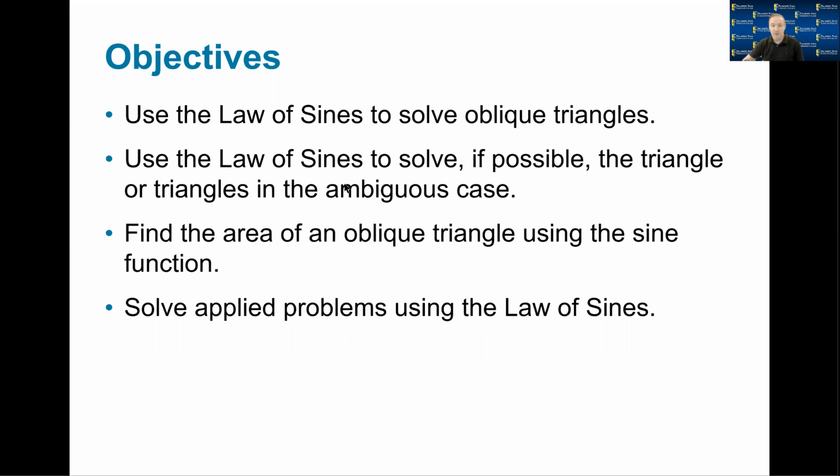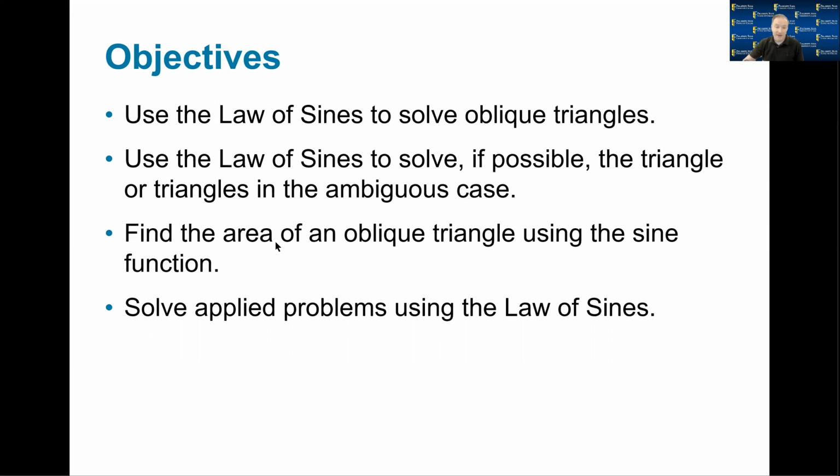We'll be able to use the law of sines to solve, if possible, the triangle or triangles in the ambiguous case. The ambiguous case is going to be when we're only given one angle. And in those cases, the reason we call it ambiguous is because there could be no solution, there could be one solution, and there could be two solutions. So we have to think about it before we just proceed headfast into the problem.